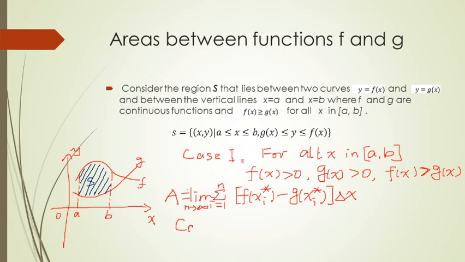Now let's check case 2. For all x in the interval [a, b], we still have f greater than g, but this time my function f will be positive and my function g will be negative.